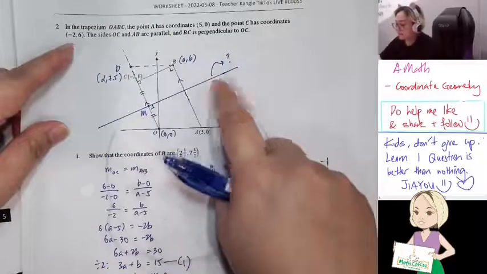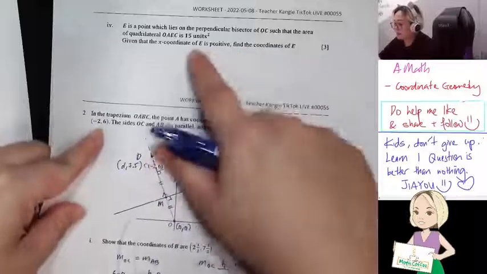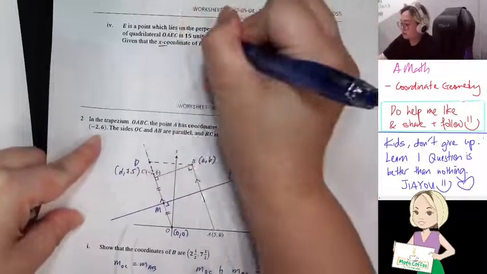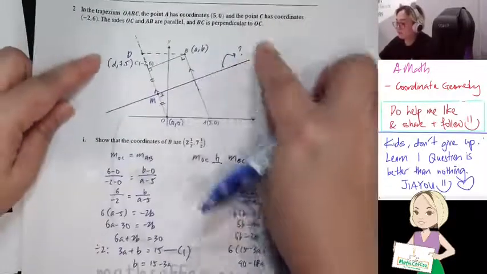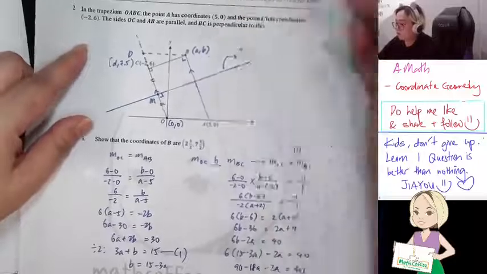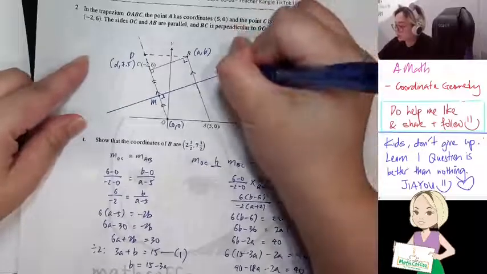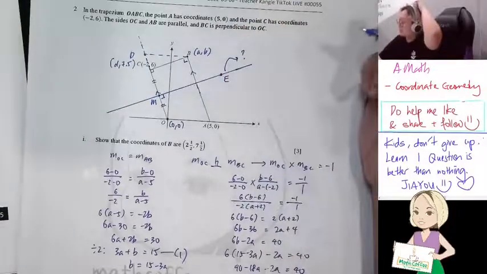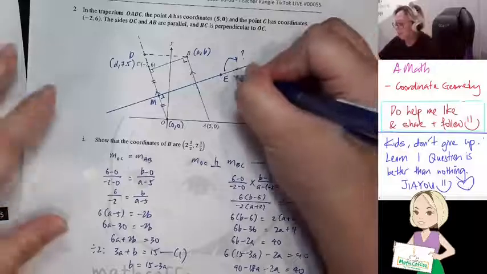Why is it that I say it's here? It's because they also tell us that the x coordinate of E is positive. It means that it will be here. So you can just randomly put an E here. It's just random.